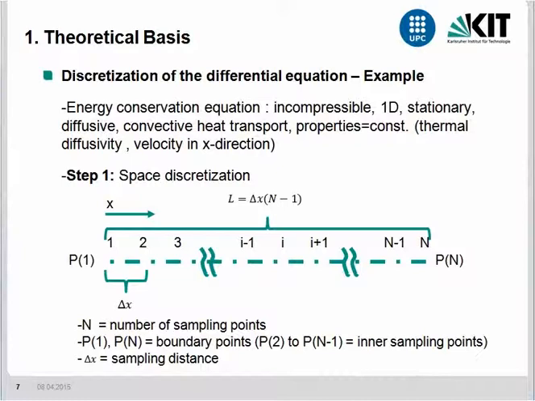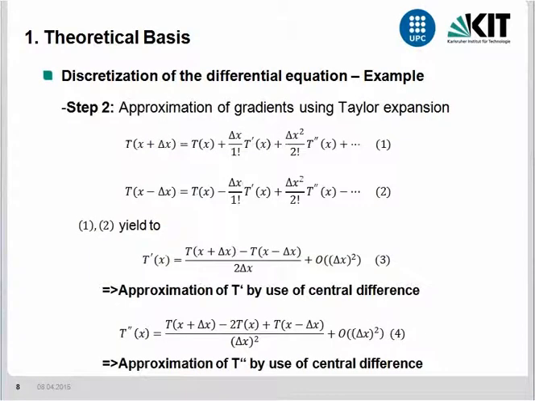In this given example, the one-dimensional and continuous geometry is transformed into a discrete model consisting of n sampling points called P. Considering an equidistant mesh, every point is delta x apart from each other. The approximation of the gradients can be determined by expressing T as a Taylor expansion. After manipulating equations 1 and 2, you get expressions for the derivatives, including error terms of second order.